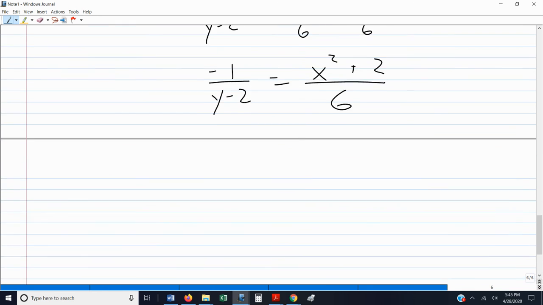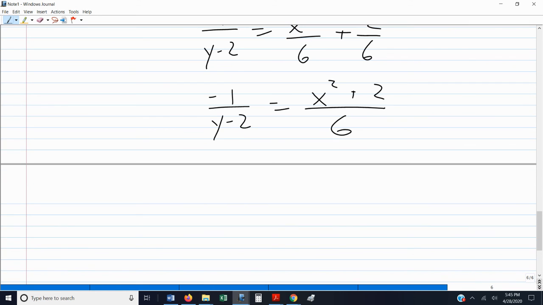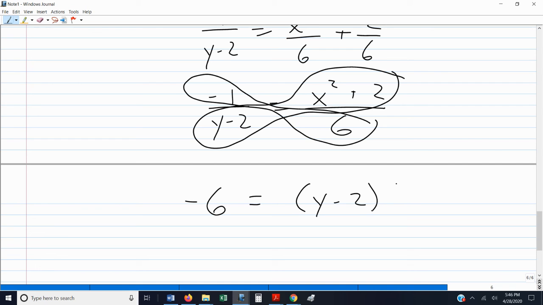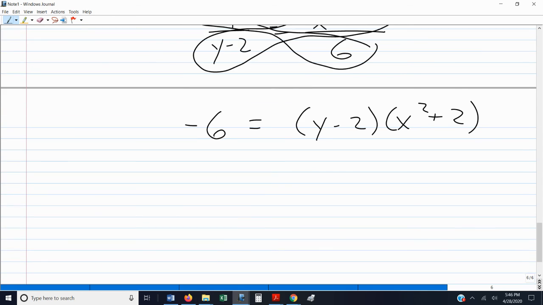Then we're still trying to isolate y. So you could cross multiply. I think that would be great. You could multiply by y minus 2 on both sides. Either way, if you cross multiply, you have negative 6 equals y minus 2 times x squared plus 2. So I think that helped us a little bit because we're trying to isolate y. We're actually only 2 steps away. So cross multiplying was great there.